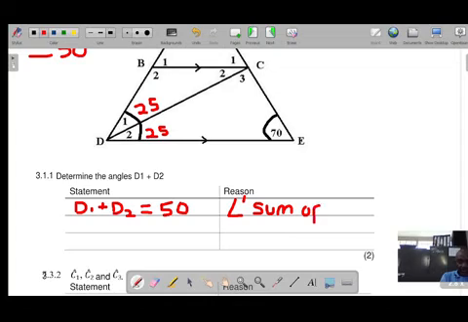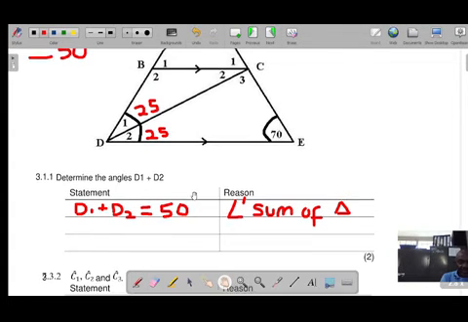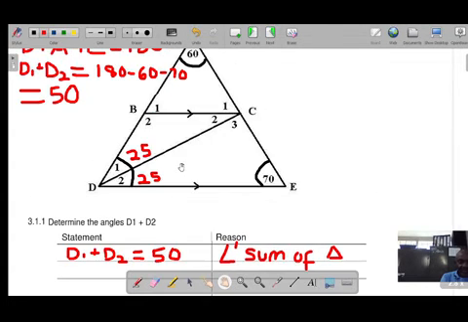Now let us proceed, guys. Next, what must we find? They said find the sizes of angles C1, C2 and C3. Let's check it out again. Now we need to find C1, C2 and C3. Since lines BC and DE are parallel, I can use alternating angles, corresponding angles, and so on.